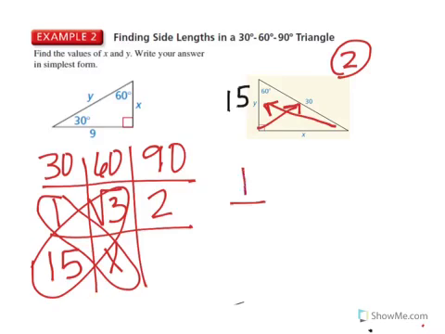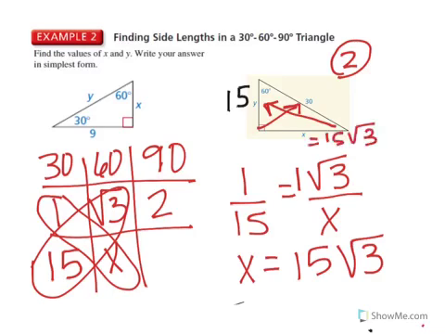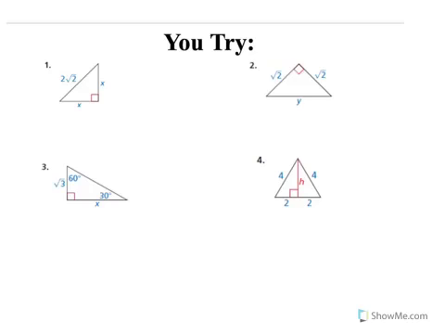So I'm going to have 1 over 15 would equal the square root of 3 over x. And when I cross multiply, I get 1 times x, so x equals whole numbers get multiplied. There's an invisible 1 in front of that square root of 3. So 15 times 1 would be 15. And then I have my square root of 3 that I just bring with it. So our 60-degree side, which is our x, would be 15 square roots of 3. Okay, here's some for you to try.